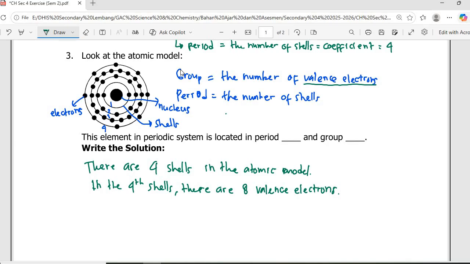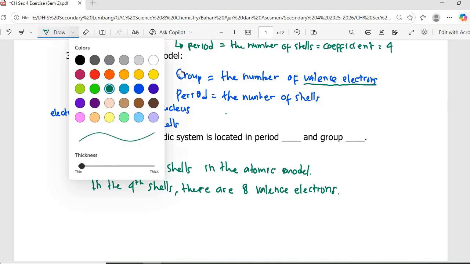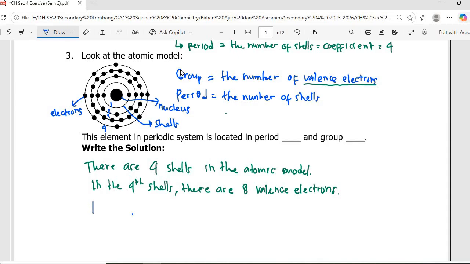So based on the concept, we can conclude that this element is located in period 4, because there are 4 shells in the atomic model, and the group is 8A, because it has 8 valence electrons. Okay, so this is the answer.